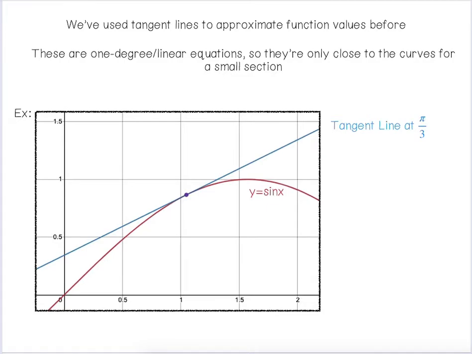Lines before to approximate function values. So whenever we use a tangent line, you've actually been creating a 1-degree or linear equation, obviously, right? It's a tangent line, right? But they're only close to the curves for a small section.